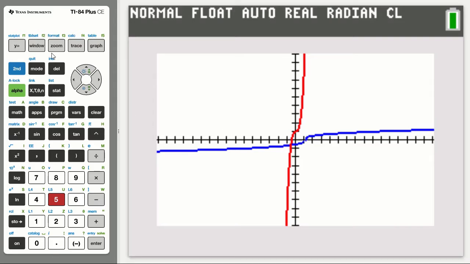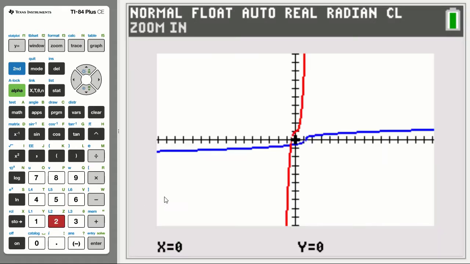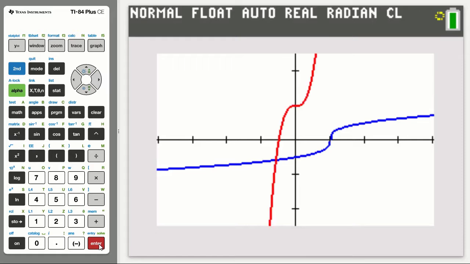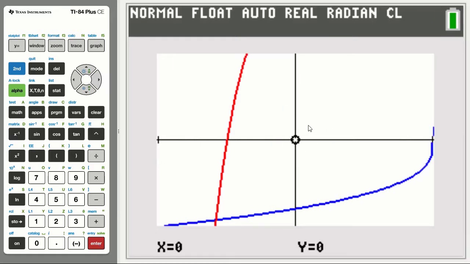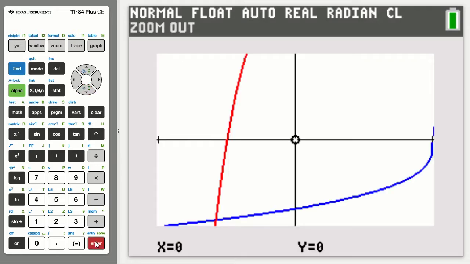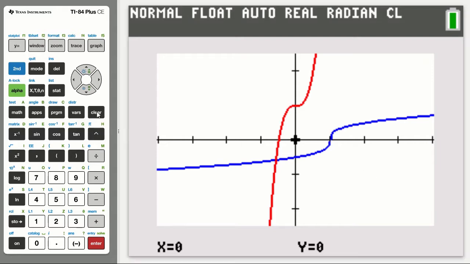Now I can zoom in a little further. I'm going to select option 2 to zoom in, and I'm going to zoom right at the center with the TI calculator. As we zoom in, the resolution does improve. But now I realize I've zoomed a little too far, so we have to go back and zoom out one step. All right, that's about good enough for us.